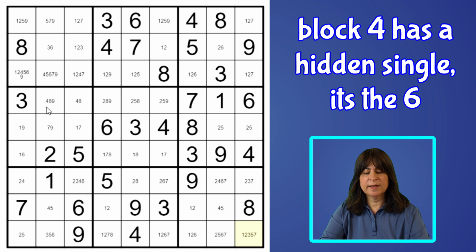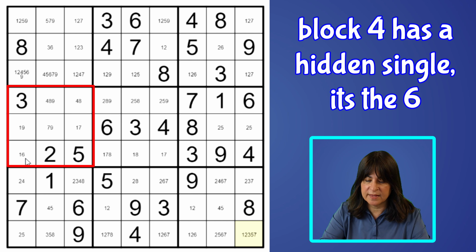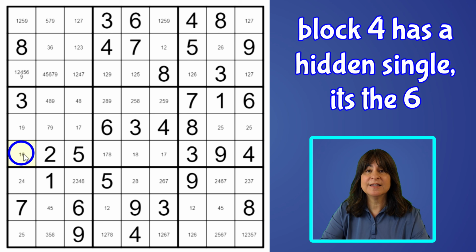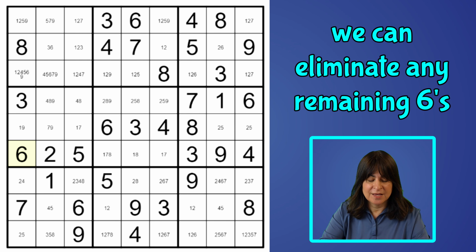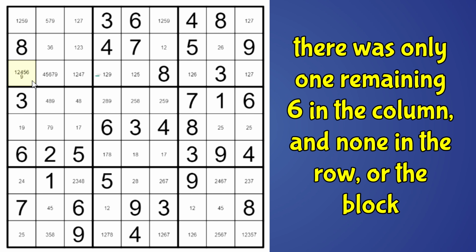And now if we look at block 4, we can see that there's only one 6 left as a possible candidate, so that cell has to be a 6, another hidden single. Okay, so now I can remove any remaining 6s in the column. And that's it. There are no more 6s in the row or the block.